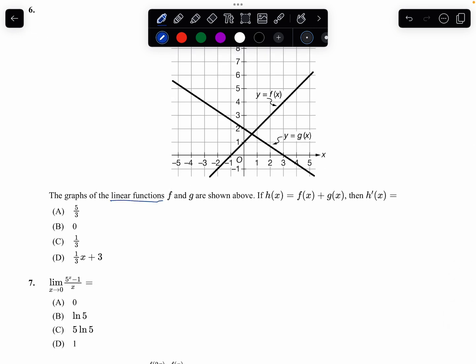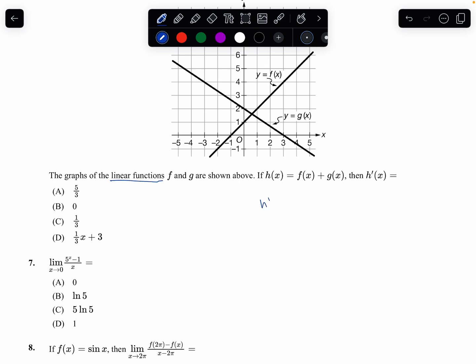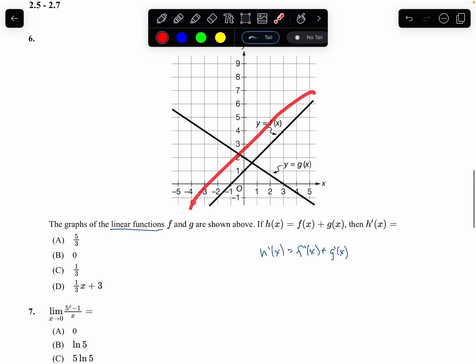Graphs of the linear functions f and g are shown above. If h of x is equal to f of x plus g of x, then h prime of x is equal to f prime of x plus g prime of x. Now what is f prime of x? So here is f, and because they're linear functions, f prime is constant, so the slope here is always going to be 1. For g, the slope here is -2/3. So that's going to be equal to 1/3.